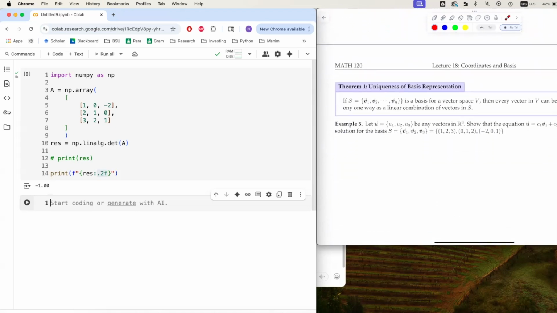All right. We have a theorem here, the uniqueness of basis representations. If S, the vectors v1, v2 up to vn, is a basis for a vector space V, then every vector in V can be written in one and only one way as a linear combination of vectors in S. Okay. So we're going to go back after the break and talk about example 5. Example 5 is going to be used to illustrate the fact that there is only one way to write a vector in the vector space as a linear combination of the vectors in the set.